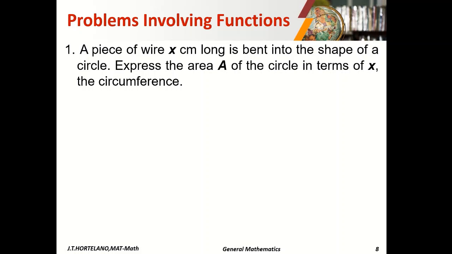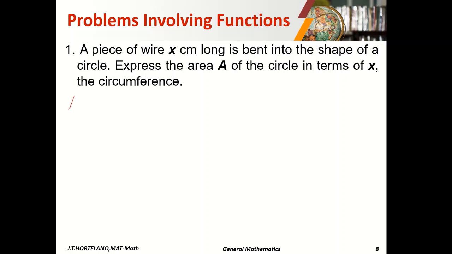Problem number 1. A piece of wire, x centimeter long, is bent into the shape of a circle. Express the area A of the circle in terms of x, which is the circumference. So, before we answer this, we need to recall muna ano ba yung mga formula so far na na-encounter natin. Ano ba yung how to get the area of a circle and the circumference of the circle. But take note that the circumference is in terms of x.